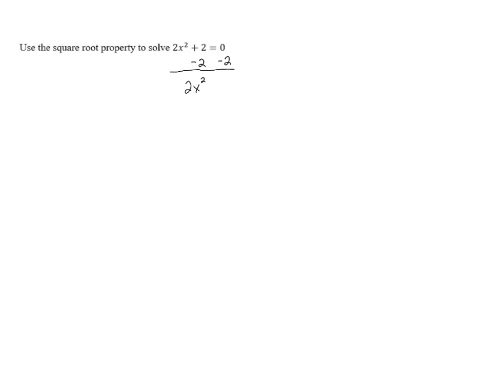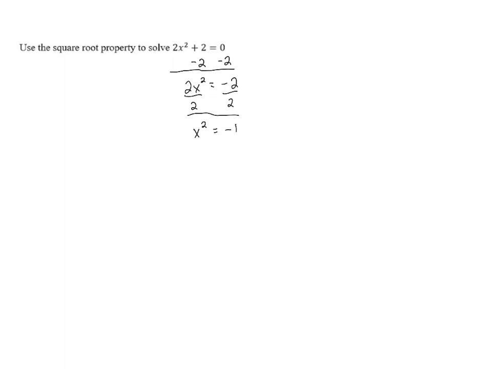So first, we're going to subtract 2 on both sides to get rid of that constant term. This gives us 2x squared on the left, and 0 minus 2 is negative 2 on the right. Now, to get rid of that coefficient, we can divide both sides by 2. That will give us the x squared alone on the left, and on the right, negative 2 divided by 2 is negative 1. So we've got x squared equals negative 1. Now we can apply the square root property.